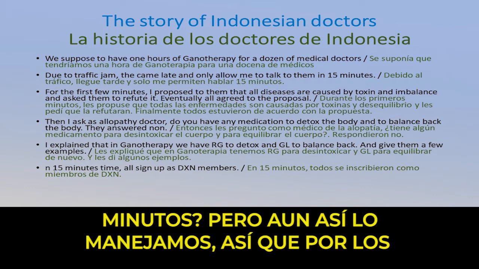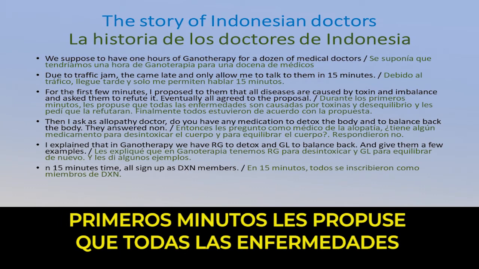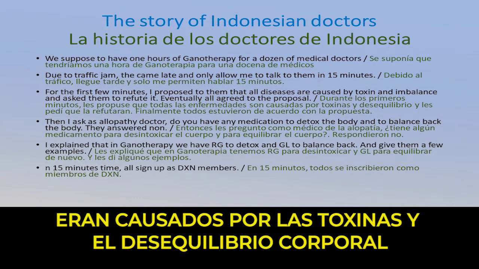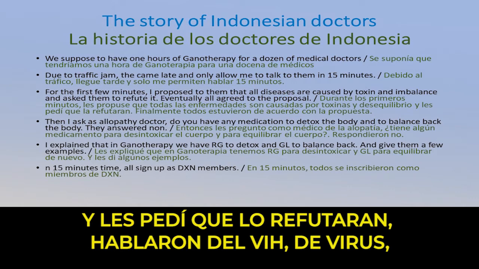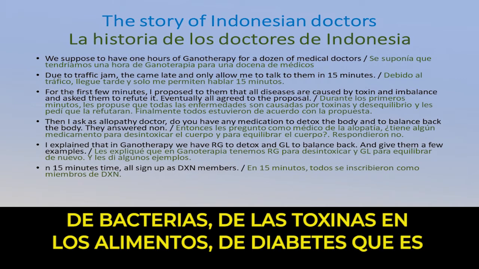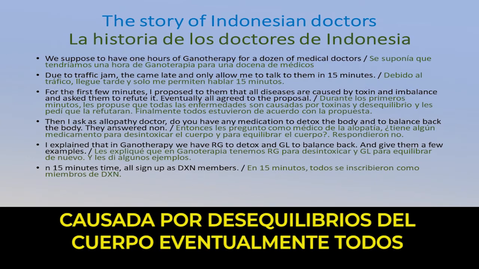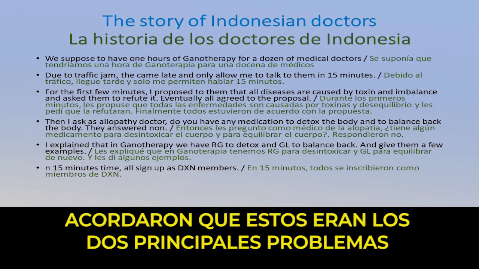But we manage, no? So for the first few minutes, I propose to them that all diseases are caused by toxin and imbalance of the body, and ask them to refute it. Then they talk about HIV, that is due to virus, that is a toxin. They talk about bacteria, about the toxin inside the food, everything. Then also there's diabetes, everything due to the imbalance of the body. Eventually all agreed that these are the two main problems.